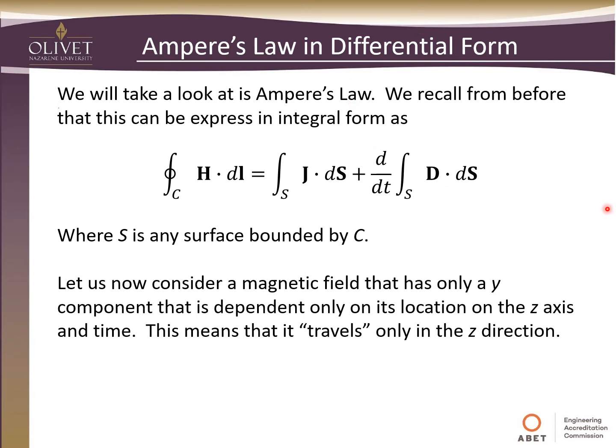So similar to how we did with Faraday's law, we now want to consider a magnetic field that has only a Y component that is dependent only on its location on the Z-axis and time. So this means that it travels only in the Z direction. And of course, this will be of this form, magnetic field. It'll have a Y component that varies with Z and T. And of course, it's going to be varying back and forth on the Y-axis or in the Y direction.